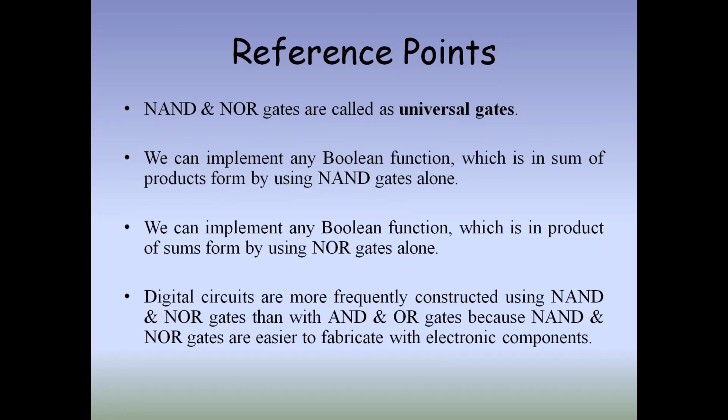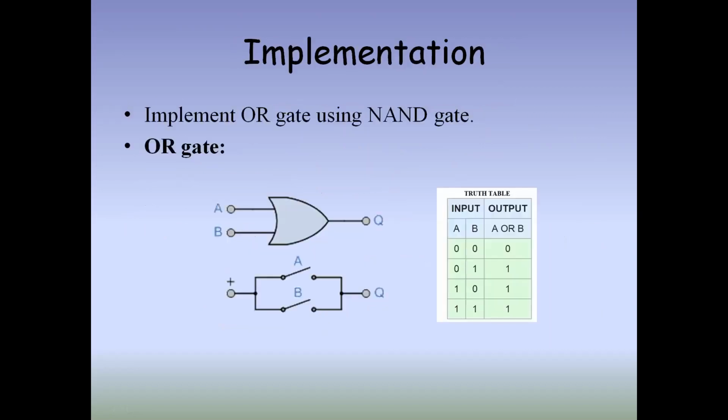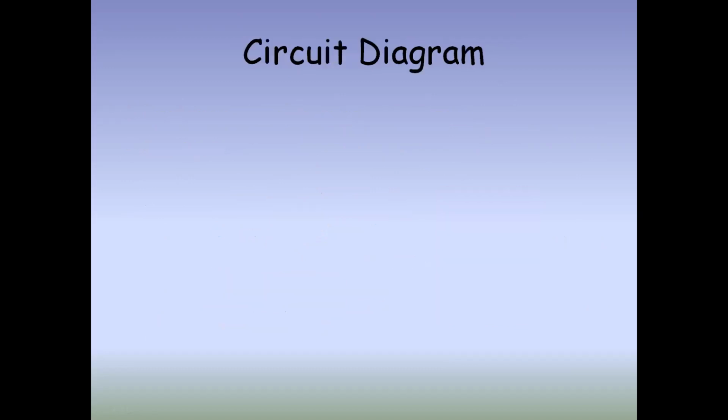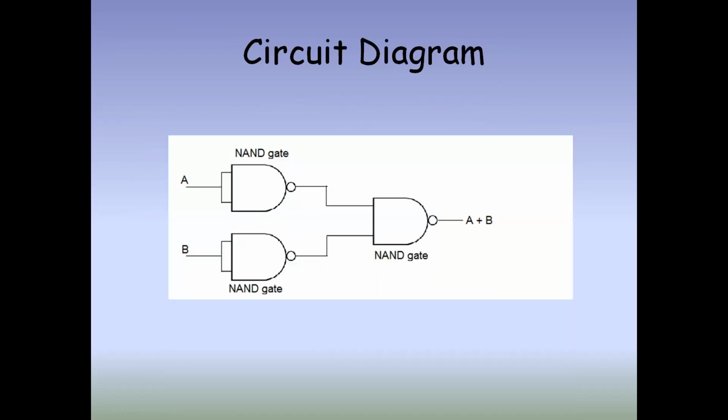Here, we are going to proceed by implementing an OR gate using NAND gates. I have given an OR gate symbol and the truth table of that OR gate. Coming to the implementation, I need this OR gate expression using only NAND gates. The circuit diagram for that would be like this.